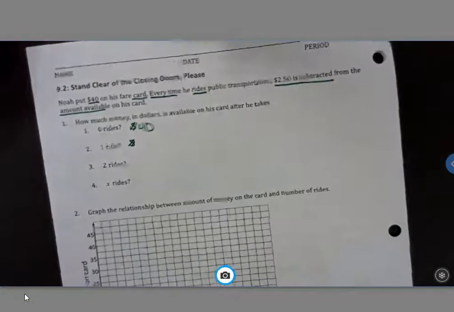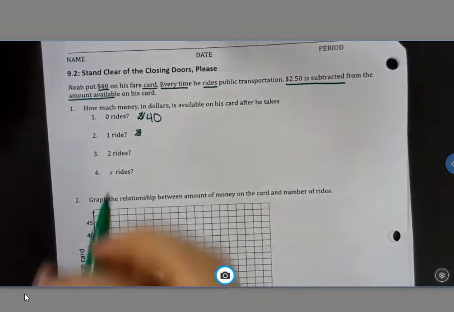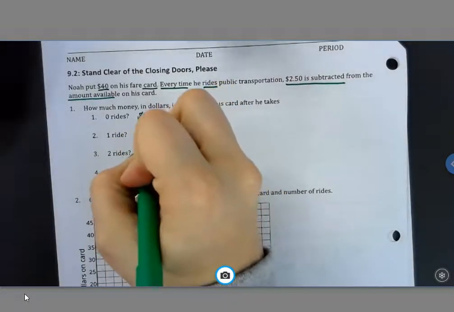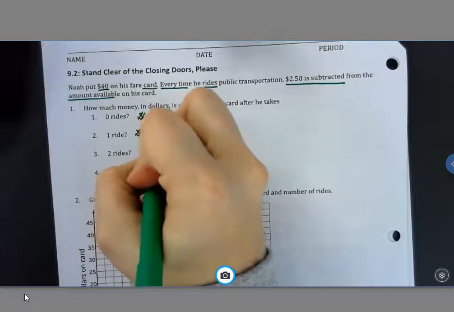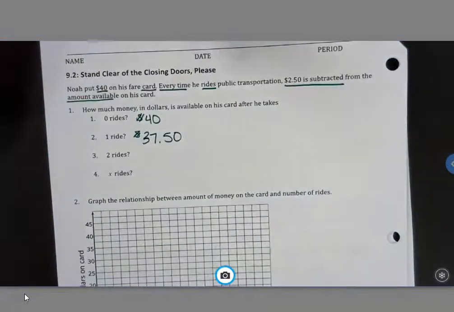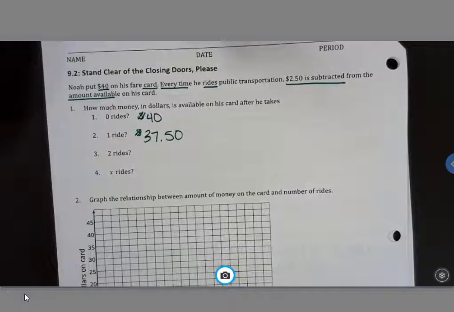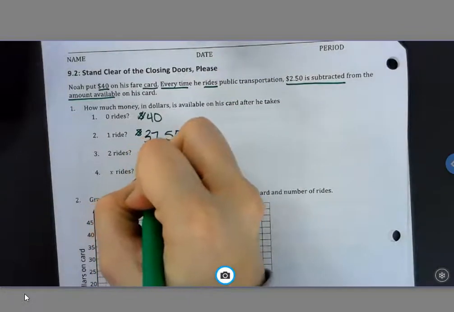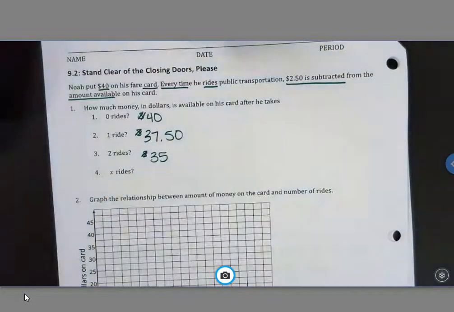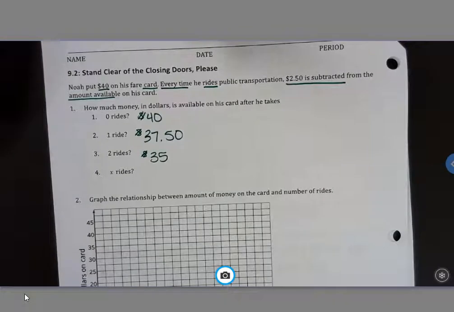Sorry for that. So we're going to subtract $2.50. So 40 minus $2.50 would be $37.50. So if he's ridden it 2 times, now he should have $35 because we subtract $2.50 again.